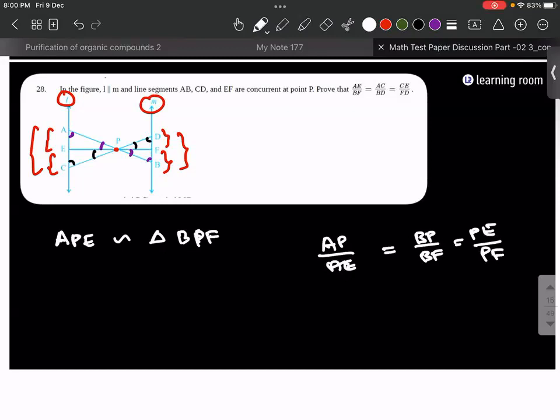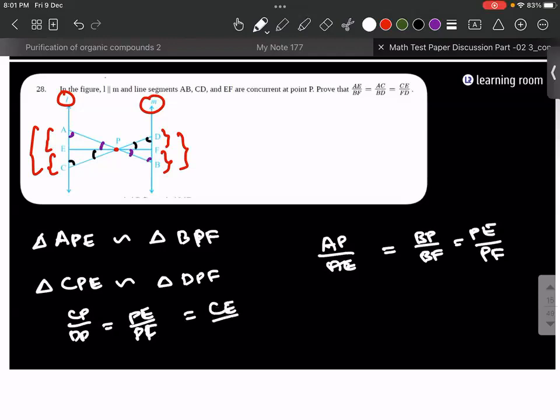Next, what else did we write? Triangle CPE is similar to triangle DPF. So CP by DP is equal to PE by PF is equal to CE by DF. Am I right? Yes, sir. So that's what they asked us to prove, no? Yes sir, since PE by PF is common.